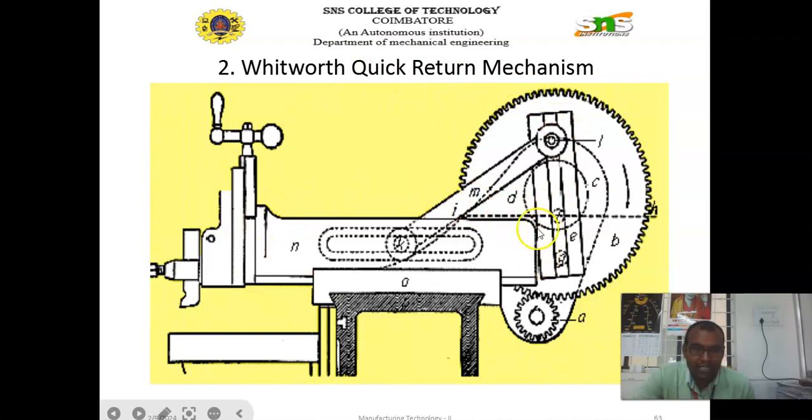This is the RAM of the shaping machine. In front of the RAM, the tool post is fitted. In that, the tool is fitted, and this is the column. This is the drive mechanism. With the help of the drive mechanism, the RAM moves in the forward stroke as well as the return stroke. With the help of this, the machining process takes place.